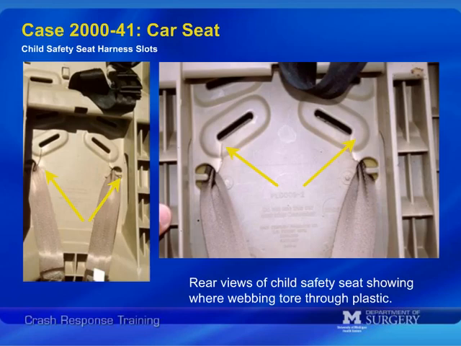But since this child was rather small, and when they changed the seat from a rear-facing to a forward-facing position, they neglected to move these straps up higher. And so the straps tore through this weaker material of the lower seat back here. This also just gives you an idea of the amount of force that's generated during a crash.